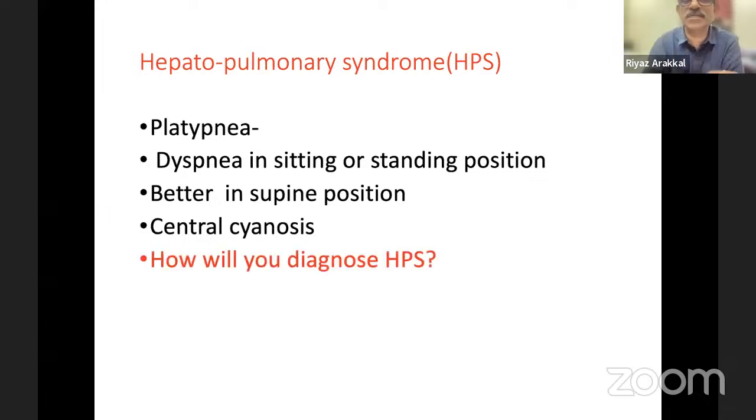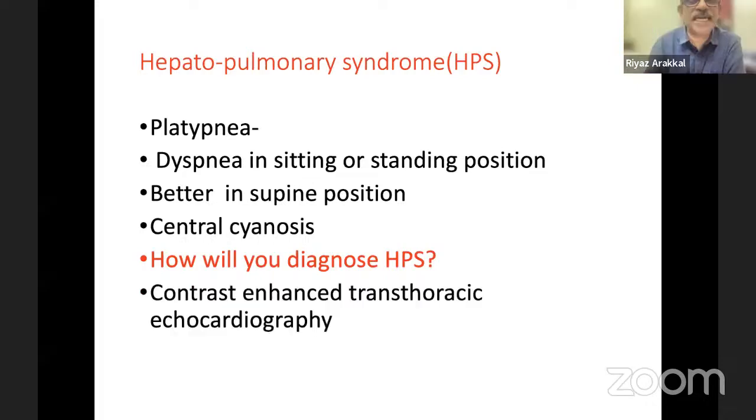So how will you diagnose it? This has been asked some time back. What is the best test to diagnose hepatopulmonary syndrome? Anybody in the chat box? Okay, it can be transthoracic echocardiography. Contrast-enhanced transthoracic echocardiography is one of the best methods. Of course, there is some modification, but at least you can remember it is contrast-enhanced transthoracic echocardiography.